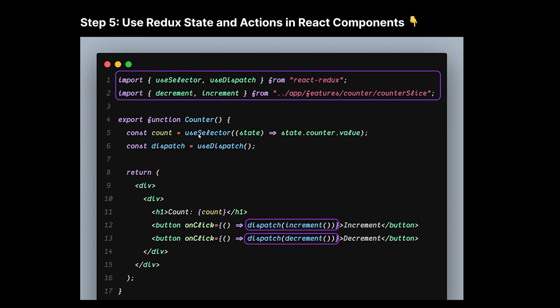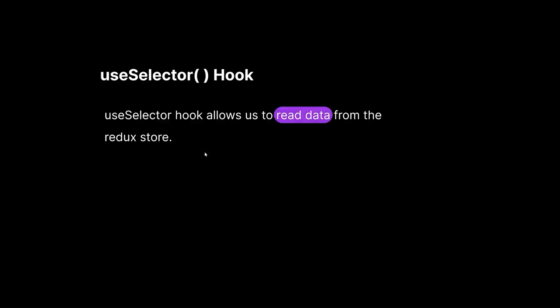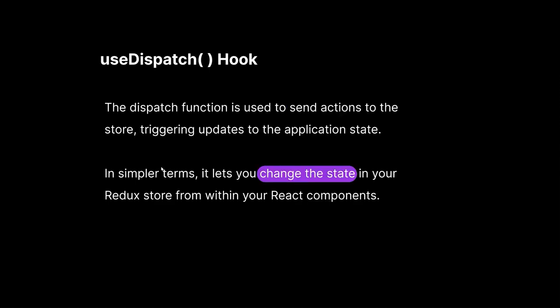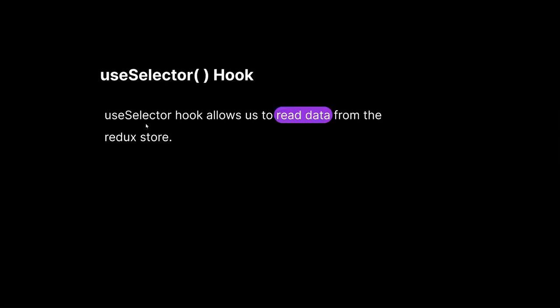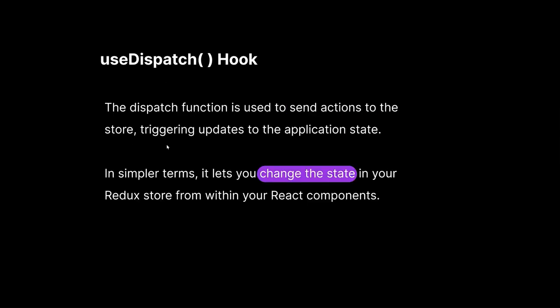So now let's talk about what is a useSelector and also the useDispatch. I don't want to confuse you. So the useSelector hook allows us to read the data from our Redux store, as simple as that. And the useDispatch function allows us to change that data which we are already reading by using this useSelector. The dispatch function is used to send action to the store, triggering updates to application state. In simple terms, it lets you change the state of your Redux store from within your React component.